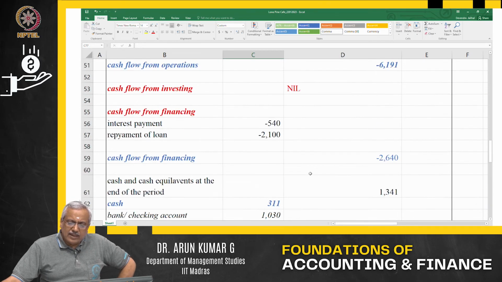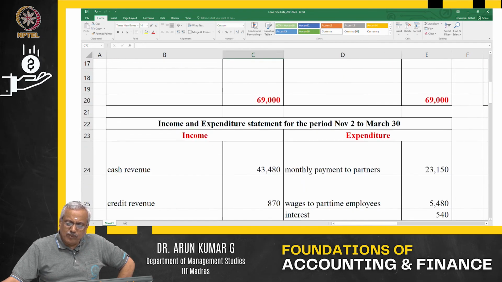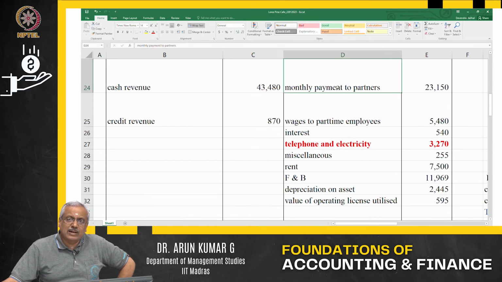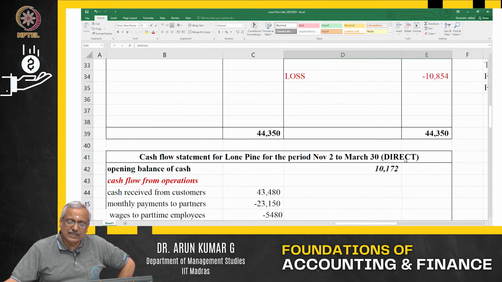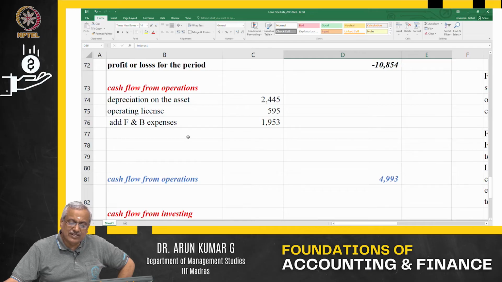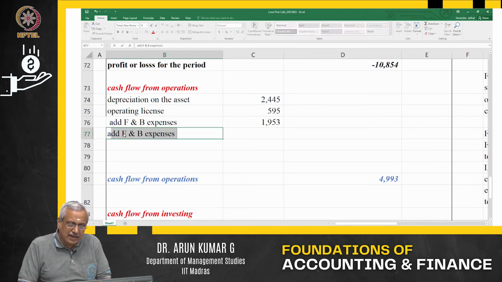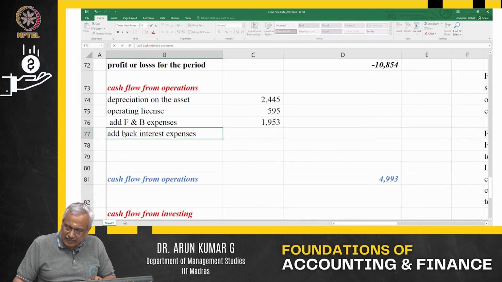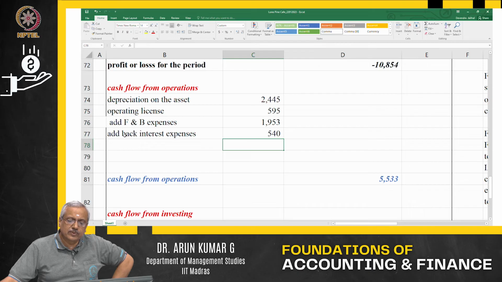So what have I done? I go back to my P&L. Monthly payment to partners, nothing due, I have taken care of. Wages to part-time, I have taken care of. There is something called interest. Interest expenditure is not an operating expenditure for you. It is a non-operating expenditure which you have deducted. So I add back interest expenses. That is about 540 out there.